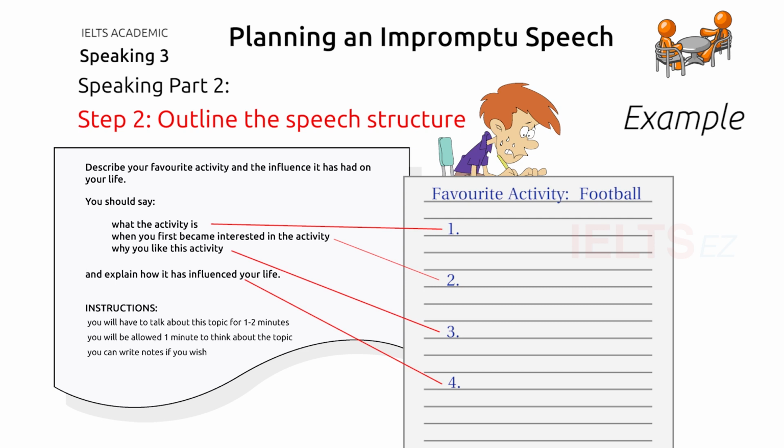Then, next to each number write an abbreviated section heading. This will remind you of what you must talk about in each section, and will again save you having to refer to the candidate card. When giving your speech, look at the example on the screen and see how I've done this for the sample question. Notice how I've written brief section headings that remind me of what I need to cover in each point. Remember, keep your points spread out down the page so that you have room for further notes.